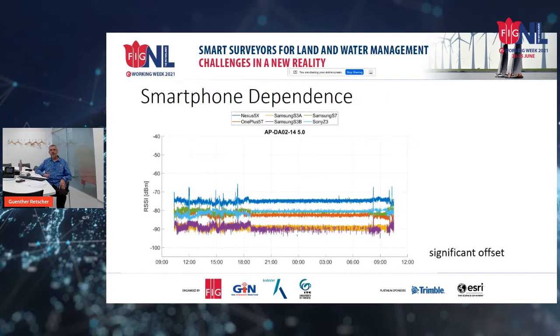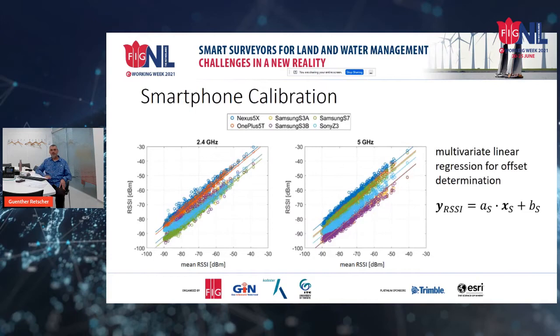And if you look at different smartphones, here we use 6 and 2 Samsung S3. We had 2 of the same model, so same device. So you can see even these 2 from the same type have some significant offset. So that's why it's very important to do a system calibration. We have to calibrate the smartphones.